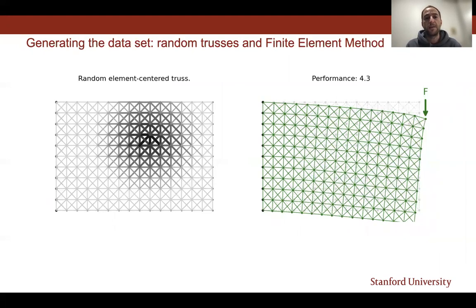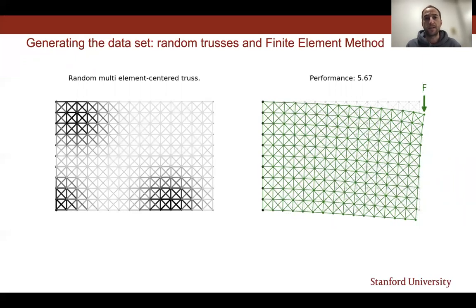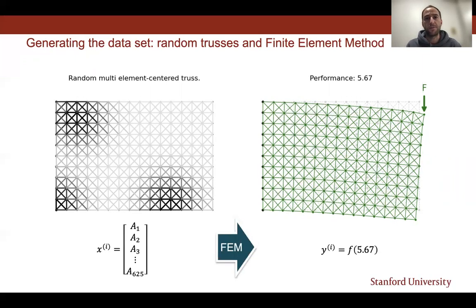And so this is an example of a randomly generated truss. We have a cluster of high area elements there, and the rest is low area elements. It has a corresponding performance calculated with the finite element method. And this is another example. In this case, we have 3 clusters. Again, a vector of 625 cross-section areas. We use the finite element method to compute the performance, and the output Y is a linear transformation of the performance.